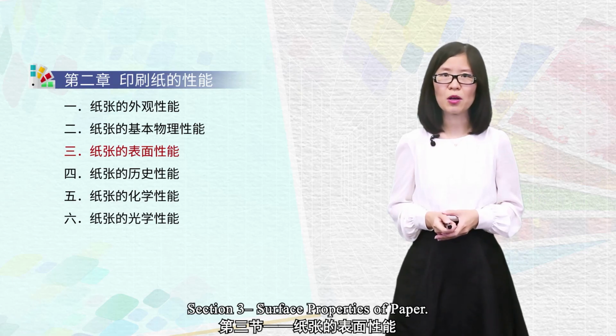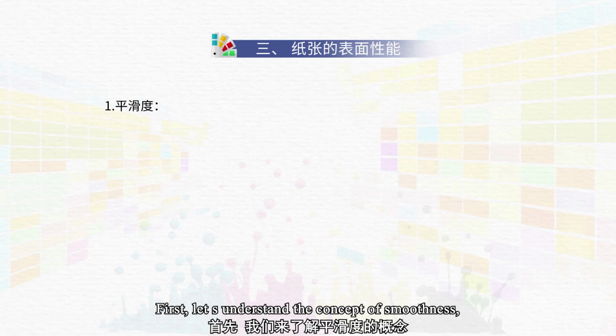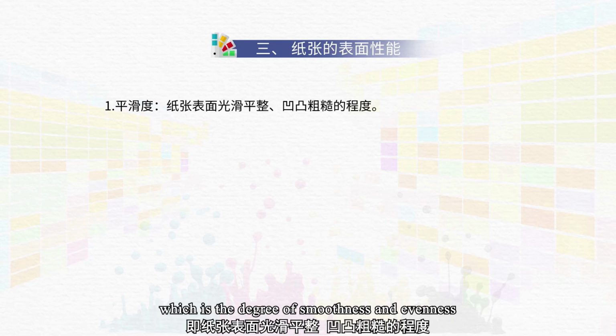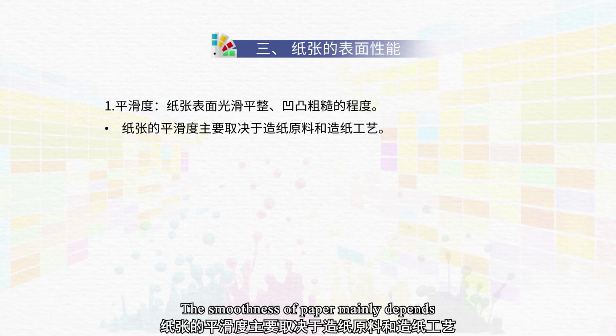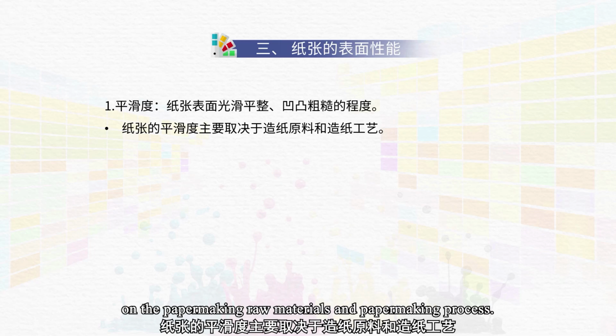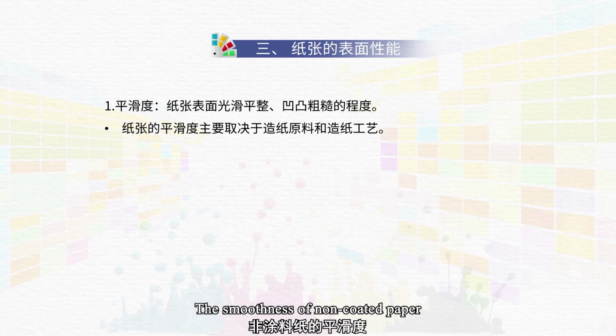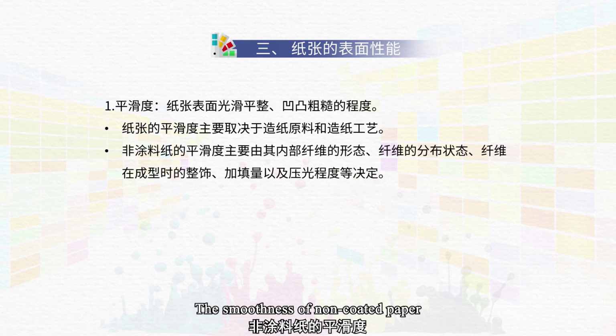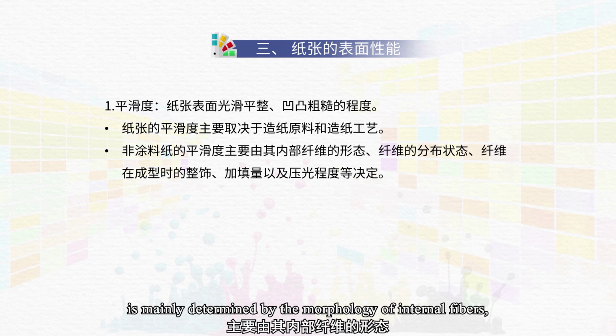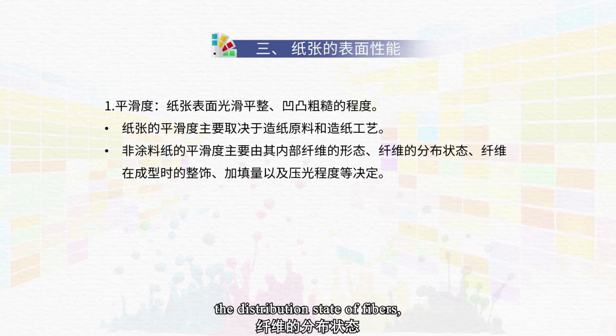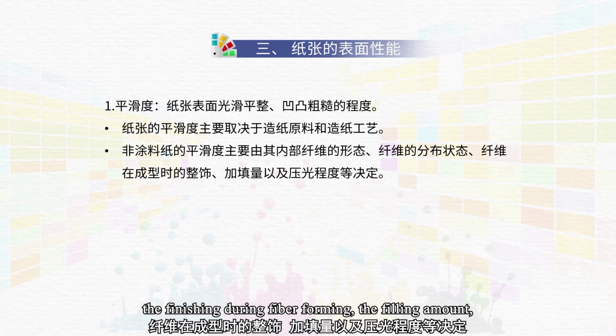Section 3, Surface Properties of Paper. First, let's understand the concept of smoothness, which is the degree of smoothness and evenness or unevenness and roughness of the paper surface. The smoothness of paper mainly depends on the paper-making raw materials and paper-making process. The smoothness of non-coated paper is mainly determined by the morphology of internal fibers, the distribution state of fibers, the finishing during fiber forming, the filling amount, and the degree of calendering.